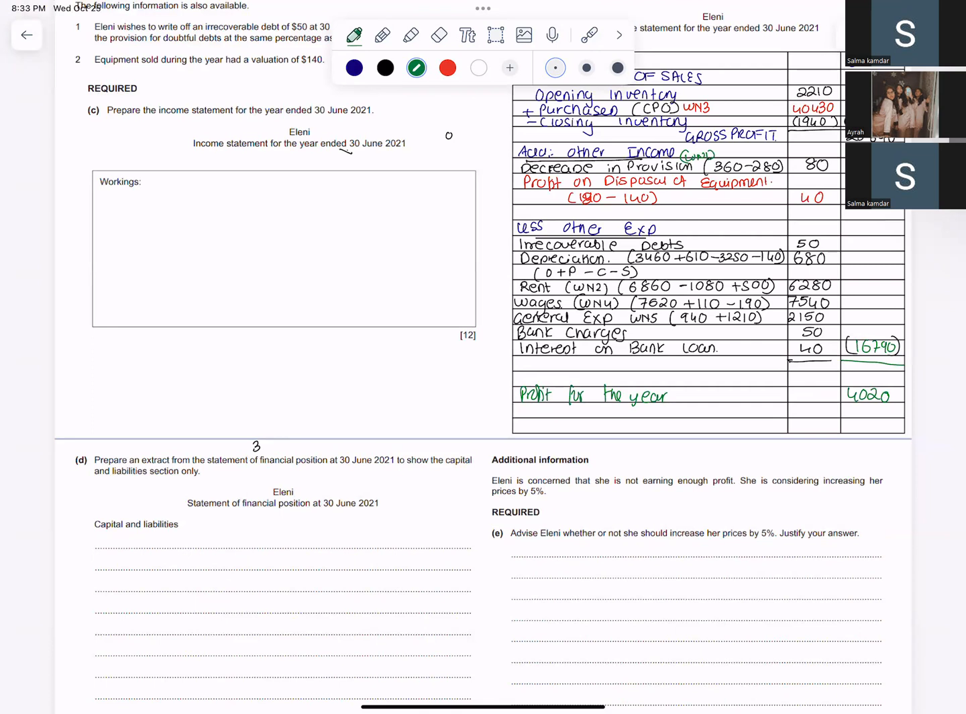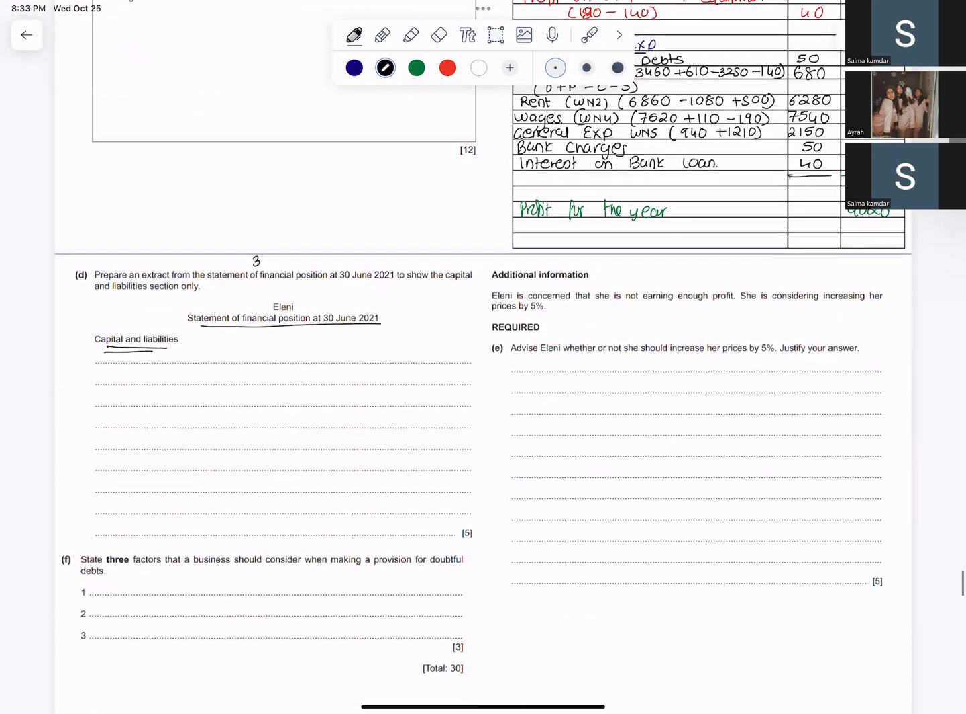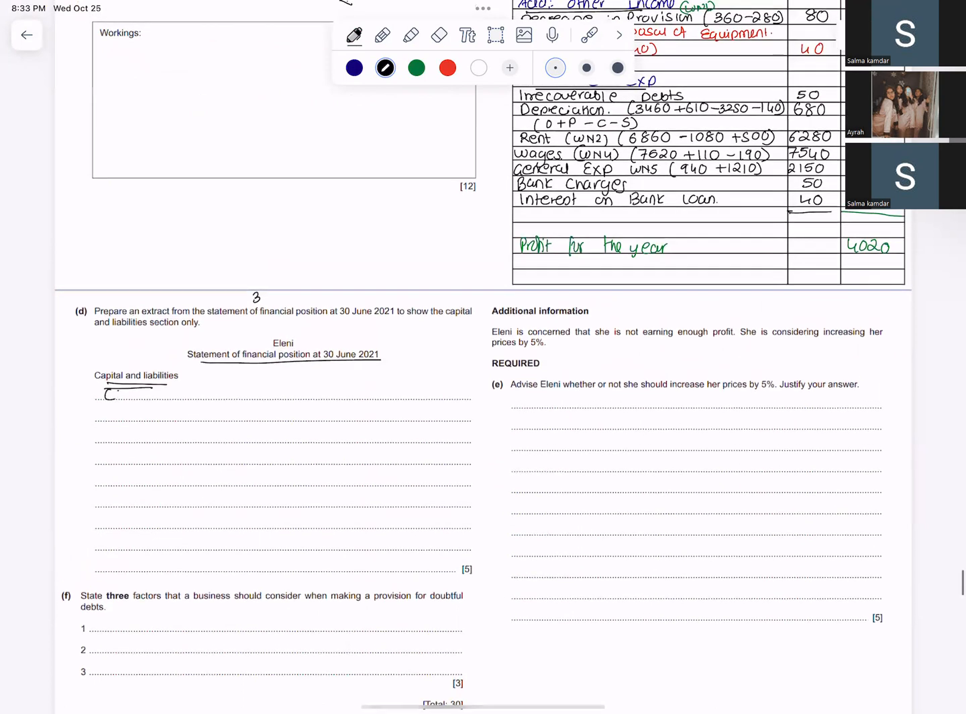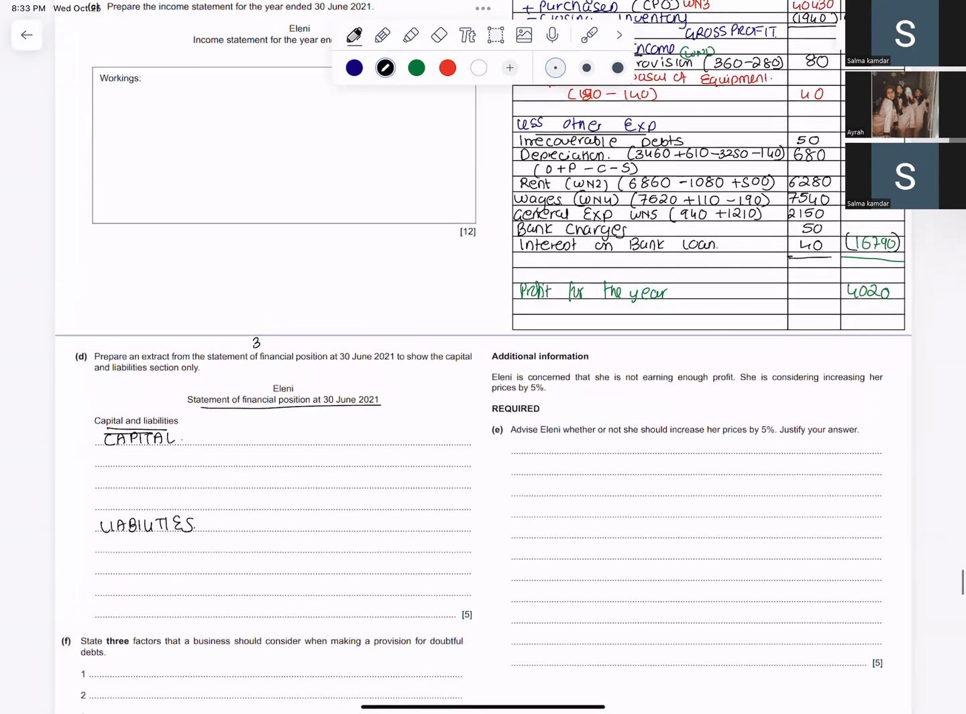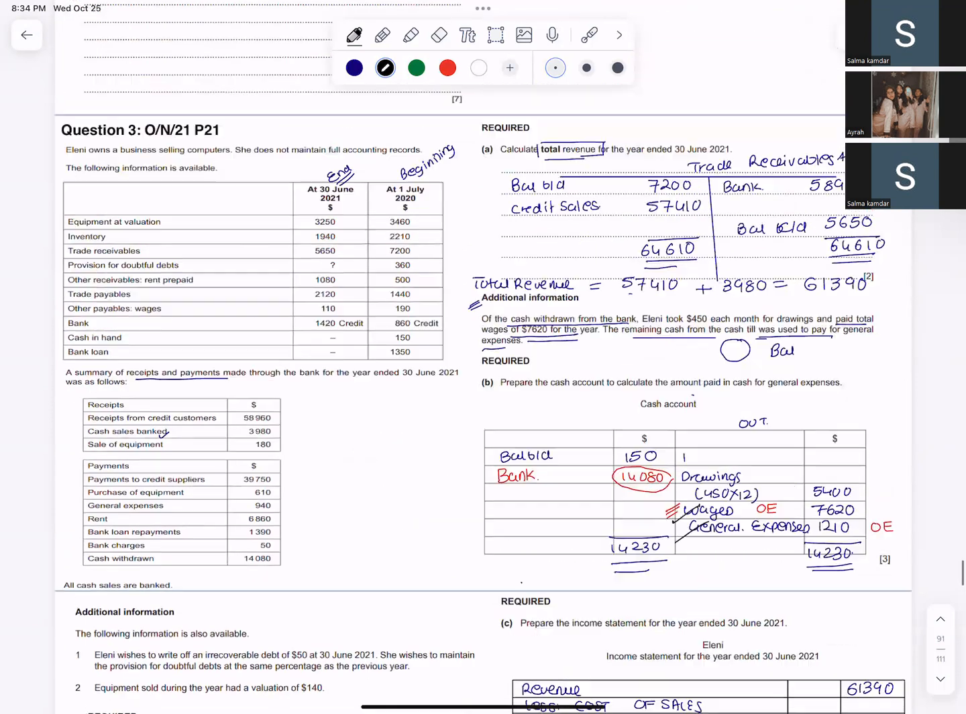And they're not happy. They're giving more. So they want us to find the capital and liability section. Now I will look at this only from the point of view of capital and liabilities. Miss, how many marks was the previous income statement for? 12 marks. Okay, so now they want us to make the capital and liability section.